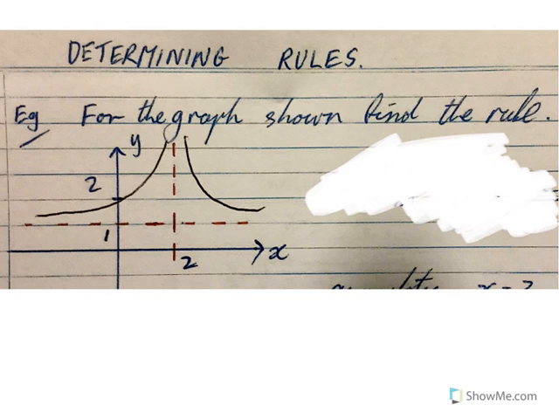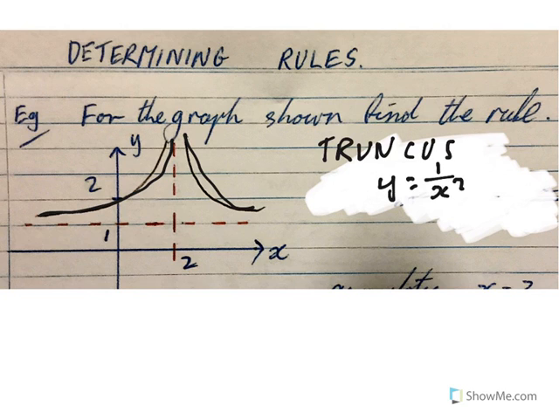So we've got to determine rules, and there's a few different things we can do here. What do we got? We've got the graph shown here. We've got a couple of asymptotes shown there. We've got a y-intercept, and then we've got the shape of the graph. So we've got a bit here and a bit here, and a bit here and a bit here, which is a truncus, a form of a truncus. Remember, truncus is the y equals 1 on x squared. But in this case, we need to put some transformations in there.